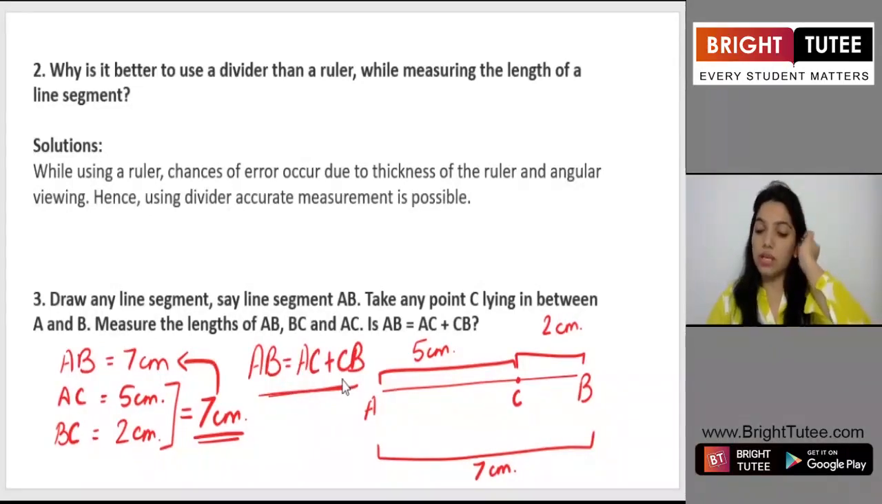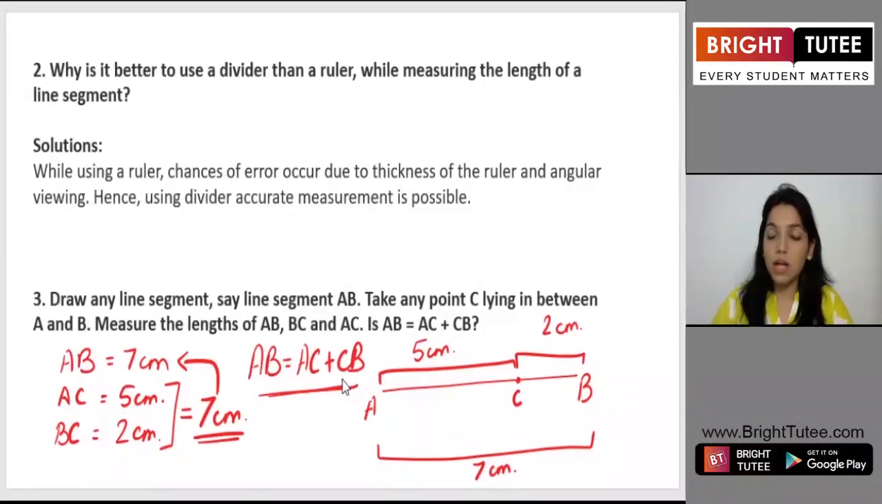And again, I'm repeating this, that you can draw the line segments of any length. You can draw it 10 centimeters, you can draw it 15 centimeters, and the point C that you can mark, you can mark it anywhere on the line segment.